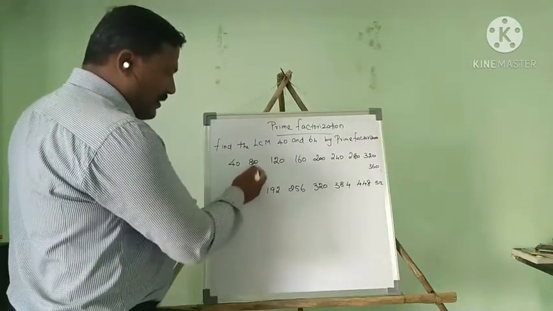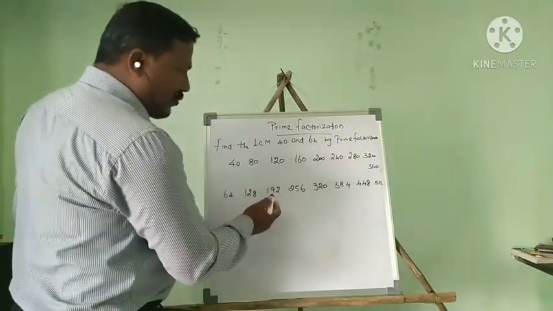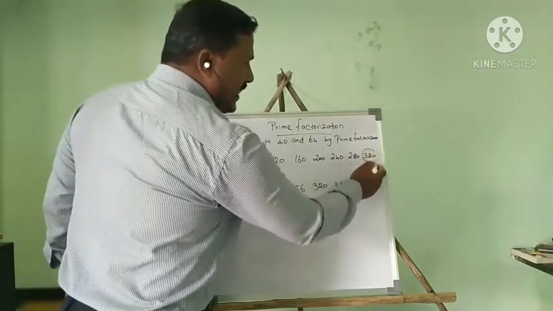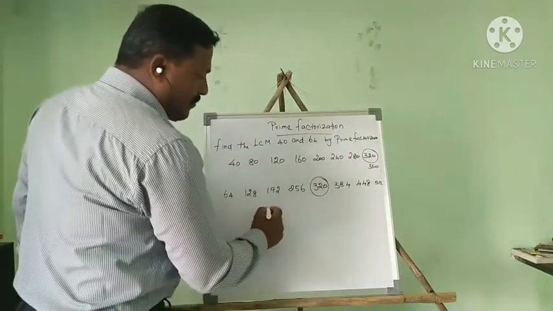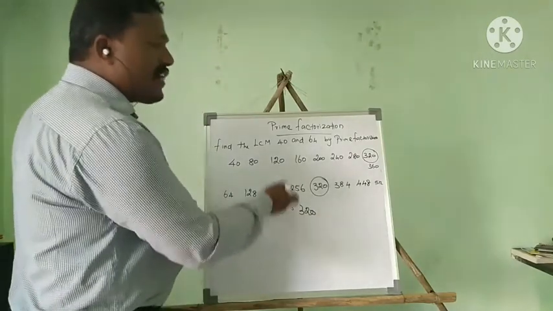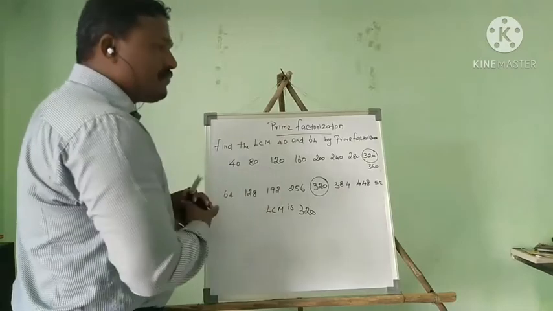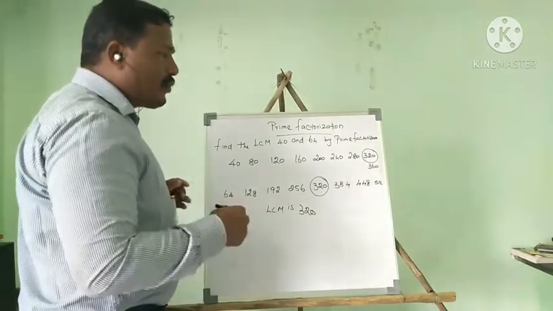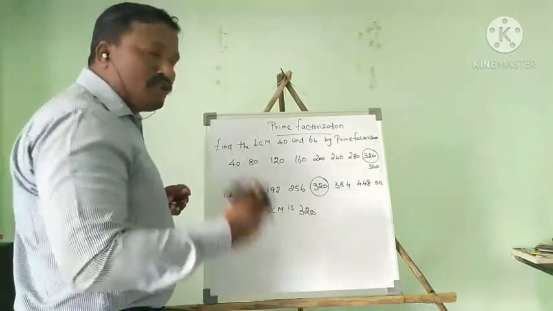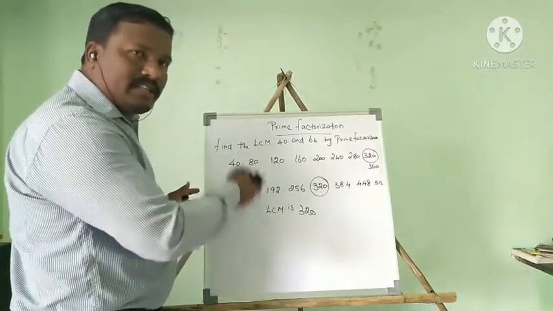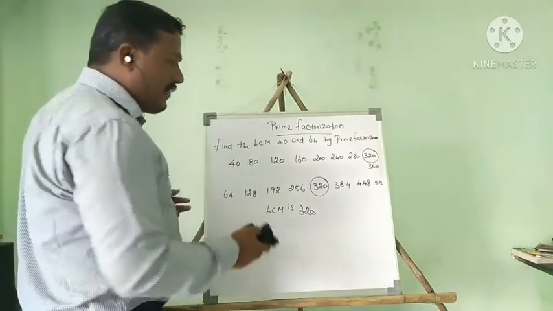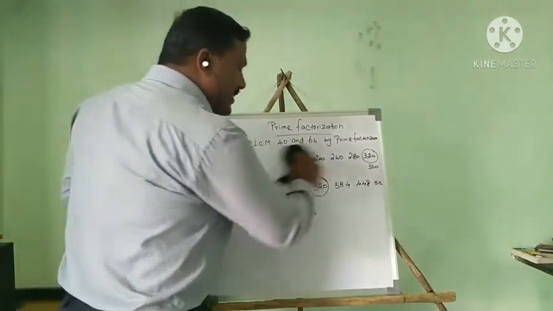So 64, no common. 128, there is no 128. 192, no. 256, no. 320, yes. 320 is the common multiple. So LCM is 320. We can find it easily, but in this method, because we don't know the big tables, we cannot do it. So that's why I am going to use the easy method. We can find it with this method also, but you will make mistakes. So that's why I will tell you another method, the easy method.